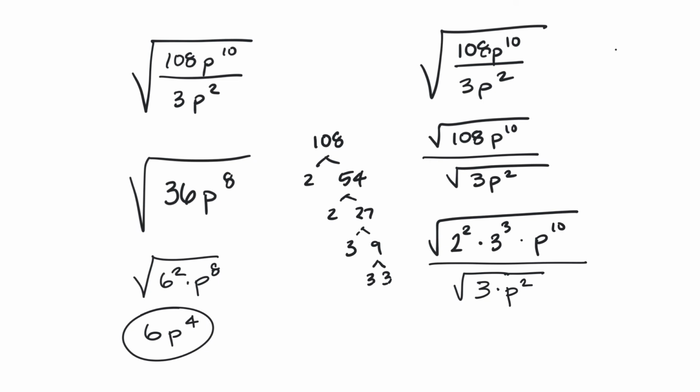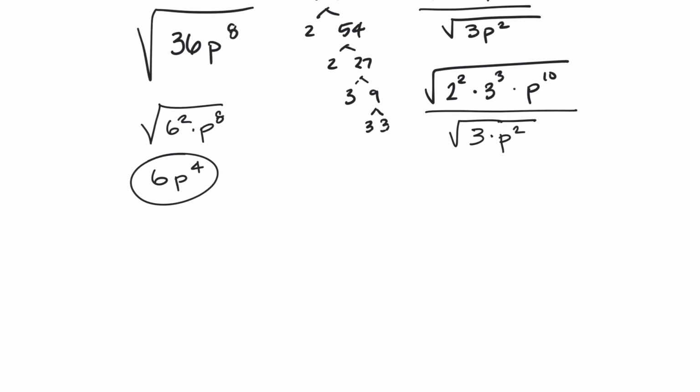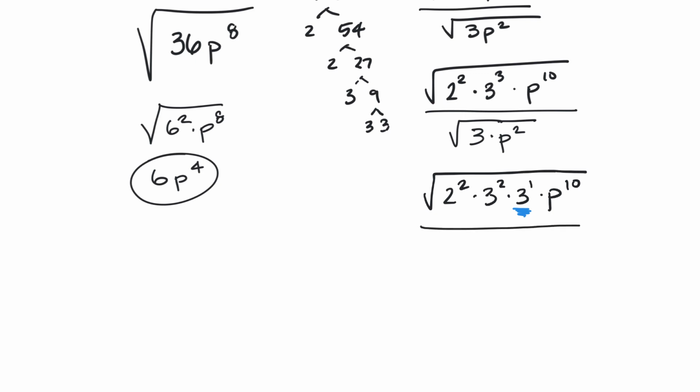Okay. In the numerator, let's make some room here. So we've got the square root of 2 squared times 3 squared times 3 to the 1st times p to the 10th. So now in the numerator there, this 3 is going to remain in the radical, and then we have the square root of 3p squared down below. So this 3 is going to remain in our radical in the denominator.